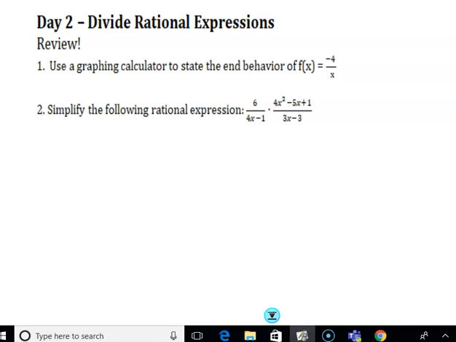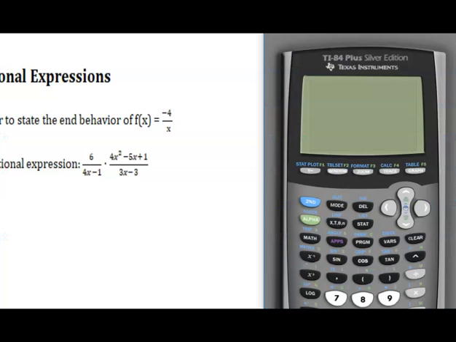So using a graphing calculator, we're going to state the end behavior. Okay, so get out your graphing calculator, and then we're going to be writing in this function. So I'm going to go to y equals. I'm going to make a fraction, so I have -4 divided by x. Okay, and let's see what this thing looks like.